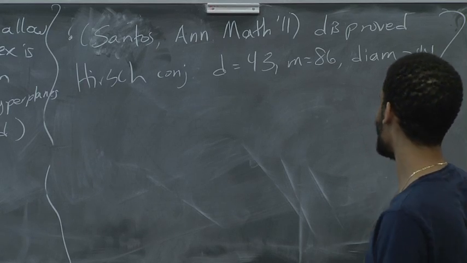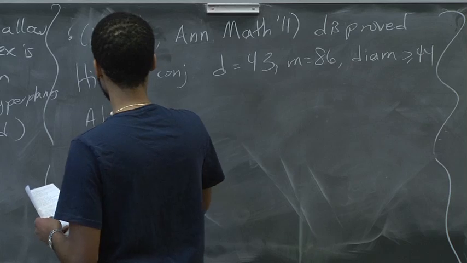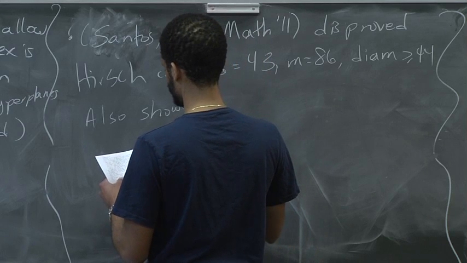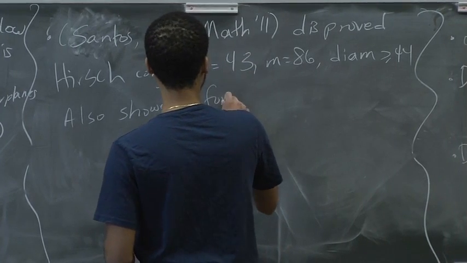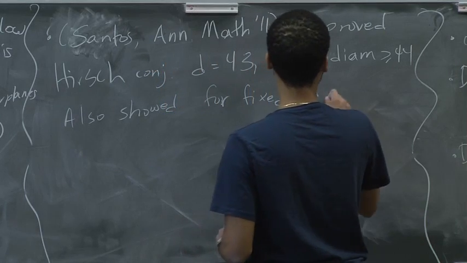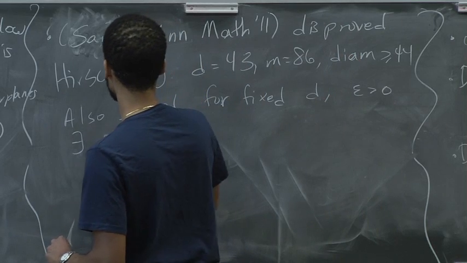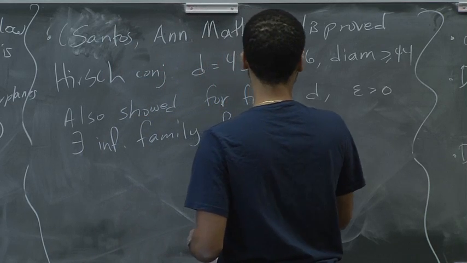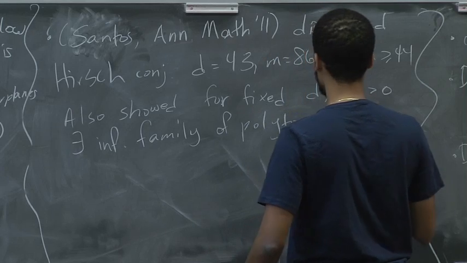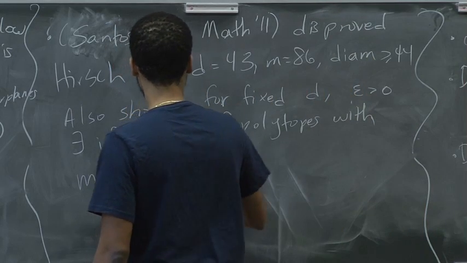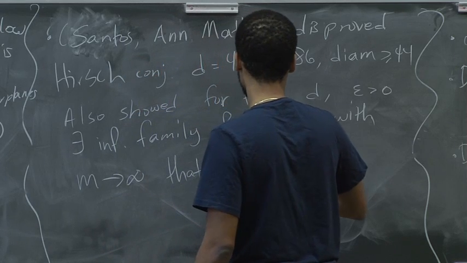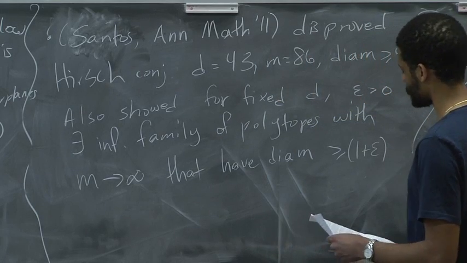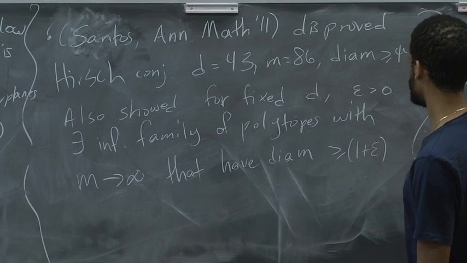But then he also showed, for fixed d as well as an epsilon bigger than 0, there exists an infinite family of polytopes with m going to infinity that have diameter at least 1 plus epsilon times m.